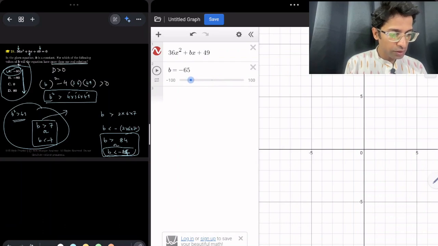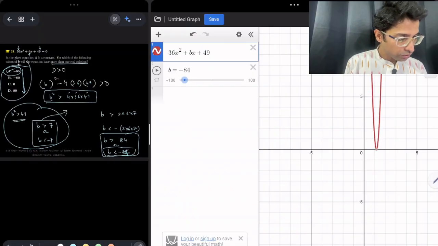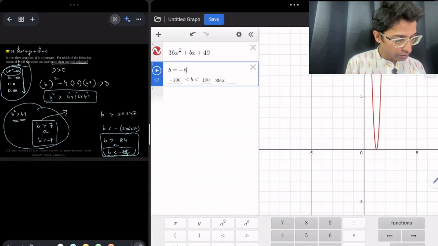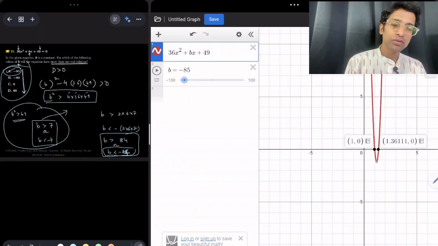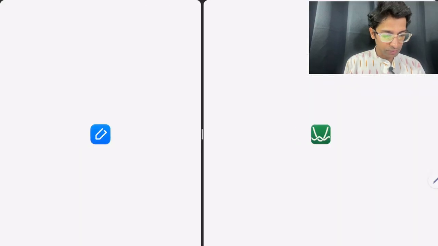That's the reason why, for b, always take it from −100 to 100. You can move it even further if required. Again, if you see here, at b equal to −84 as well, you have exactly one solution. If anything is less than −84, then you have more than one real solution. So b less than −84, like −85, as you can see, gives you more than one real solution.